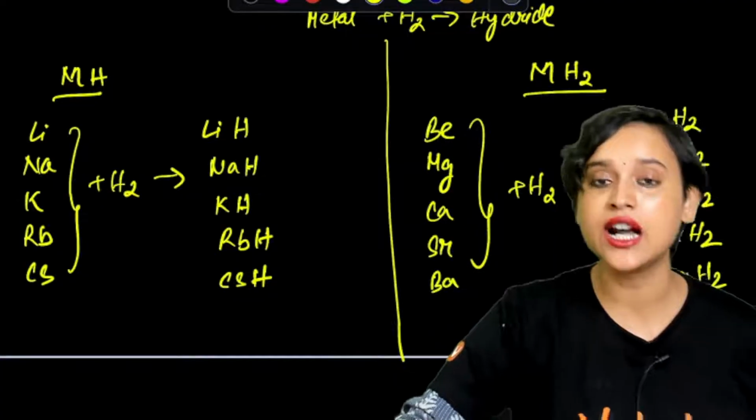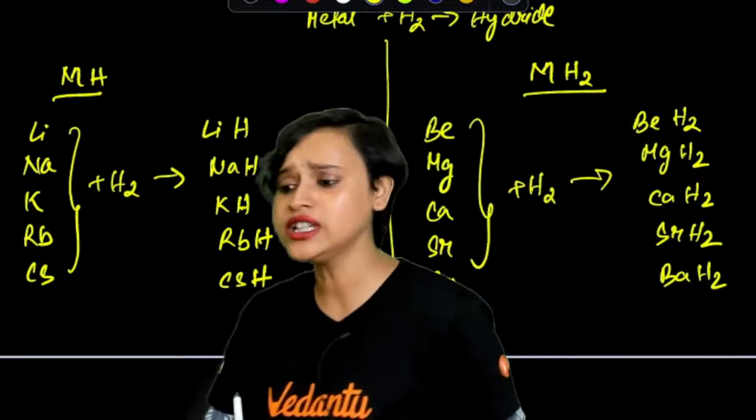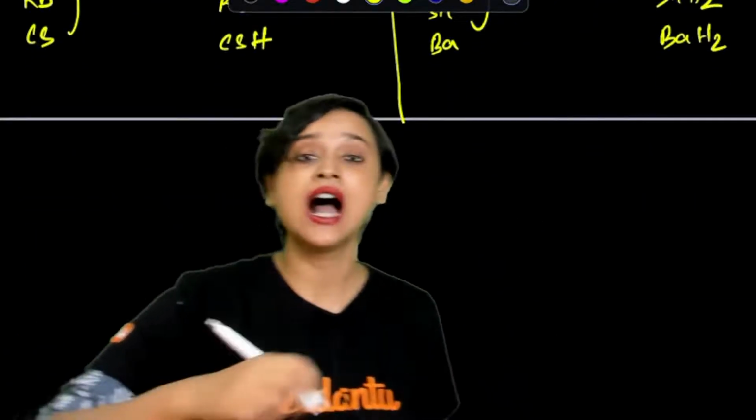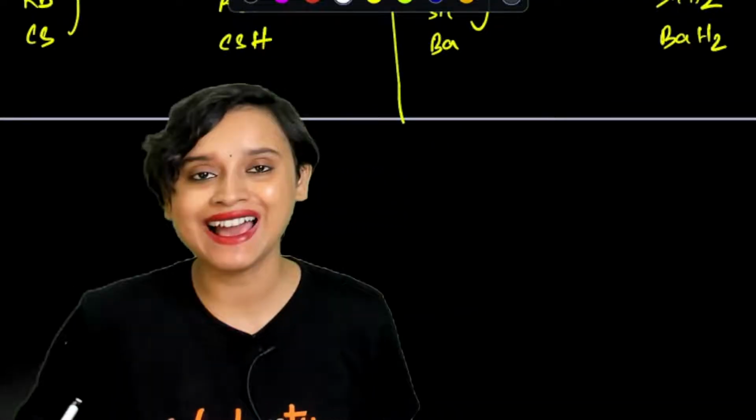Cool. Now we come to reaction with halogen. What do we do? Reaction with halogen, because we have to see how the halides are formed.